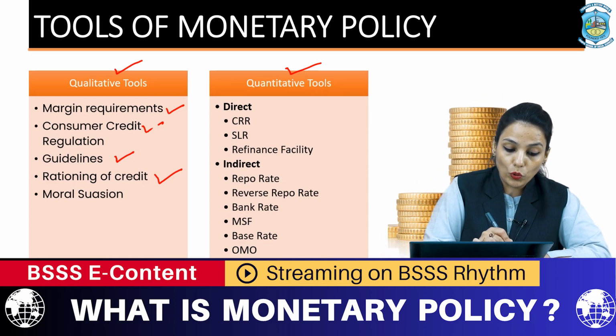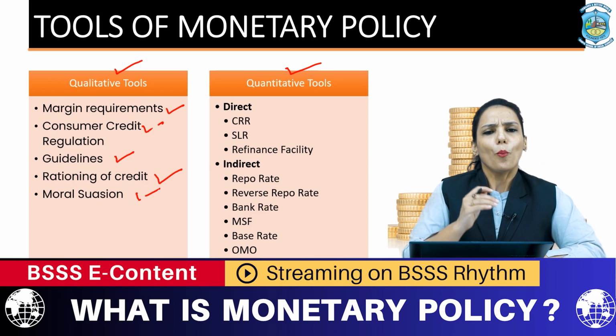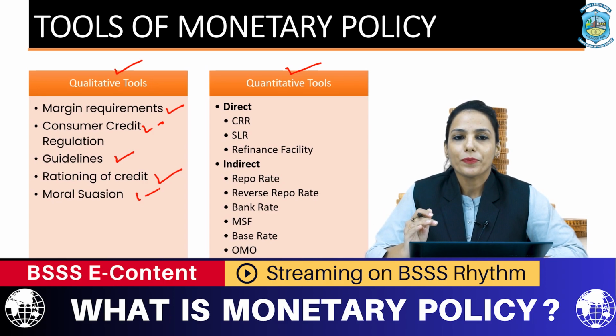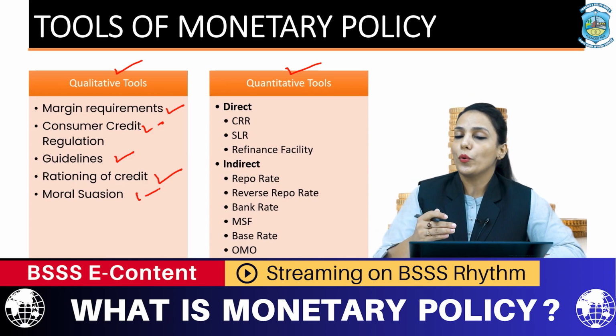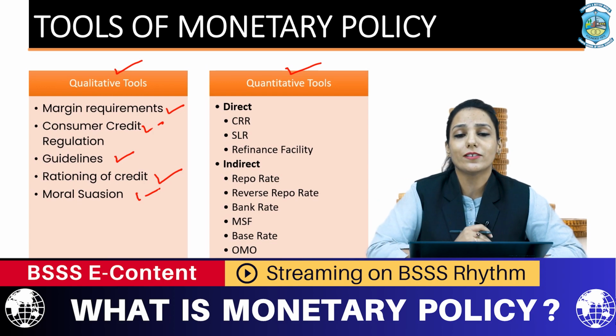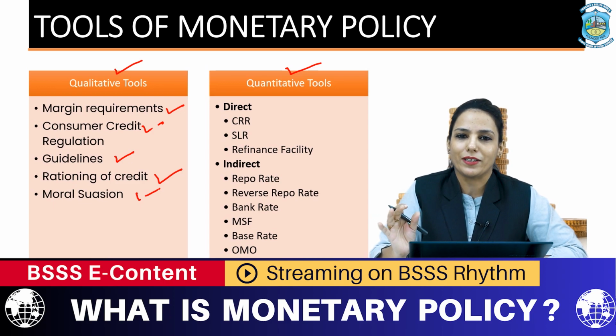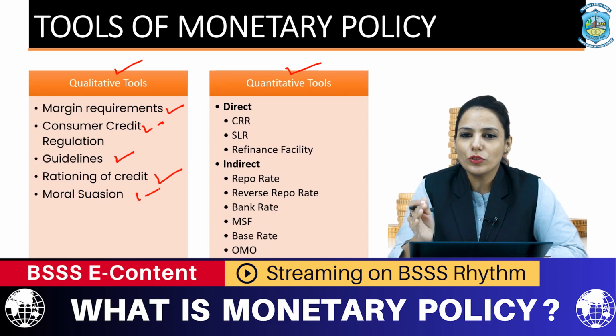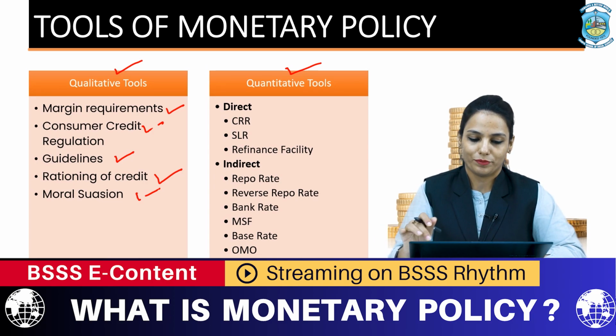Then comes the last qualitative tool, that is moral suasion. Moral suasion refers to the central bank's appeal and request to commercial banks regarding the monetary policy. The central bank may also encourage or suggest that commercial banks refrain from seeking further accommodation for financial assistance. Moral suasion is in reality a psychological method of regulating credit. Because it is totally informal, its usage is not governed by any laws.